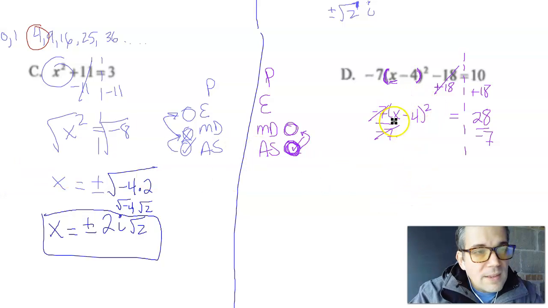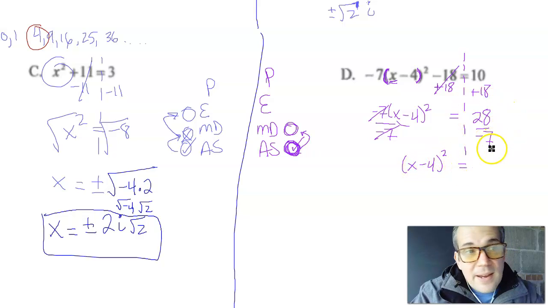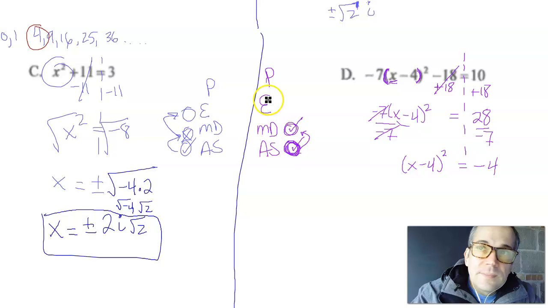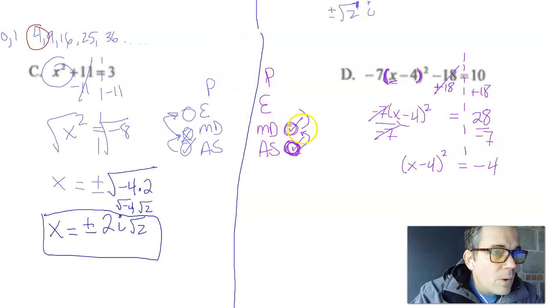So what's left on this side is an x minus a 4, and it's squared. And 28 divided by negative 7 is negative 4. I took care of this. Check. So I'm going to move up the ladder.